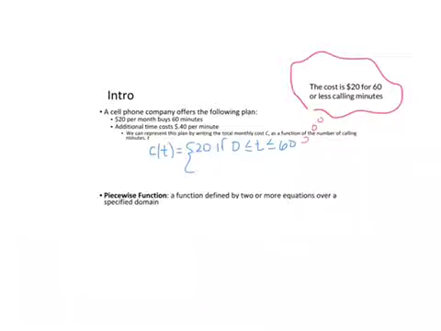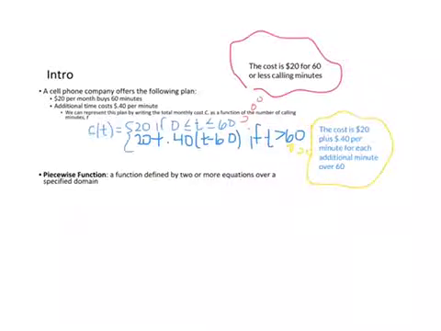The additional time costs 40 cents per minute. So what we would say there is 20 plus 0.40 times (t minus 60) if t is greater than 60. So what this means is the cost is $20 plus 40 cents per minute for each additional minute over 60.